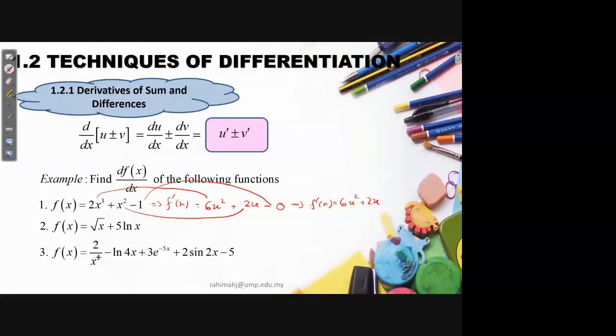So the last example is quite complicated, right? There are multiple types of function. We have a rational function, logarithmic, exponential, and trigonometric. So how are we going to differentiate this? We just differentiate each term separately, and combine with the negative and positive signs.